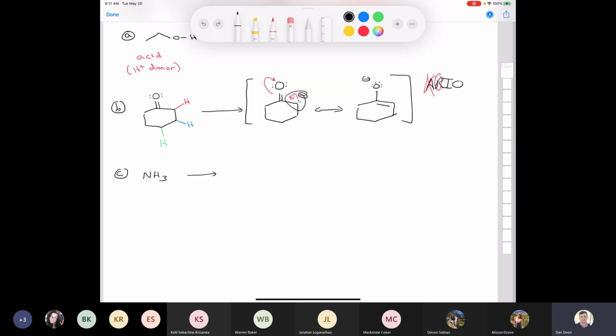Could anybody describe to me or type in the chat? I realize it's not always easy to describe these kinds of things over Microsoft Teams. Could anybody tell me what the conjugate base would look like, or name it? It is a base that we've seen throughout chapter 3. We talked about it a few times yesterday. If ammonia donates a proton, what would I be left over with? What would be the conjugate base of this acid?